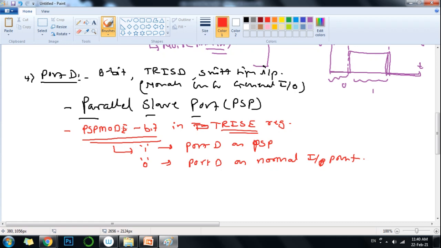Okay. Now we'll discuss the PSP operation in more detail after we discuss the TRISE register in particular. So for that, let us go ahead to port E.